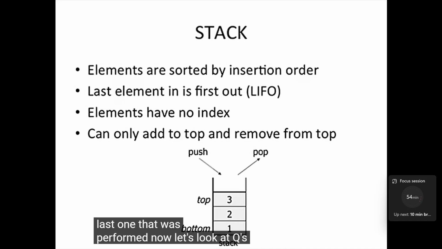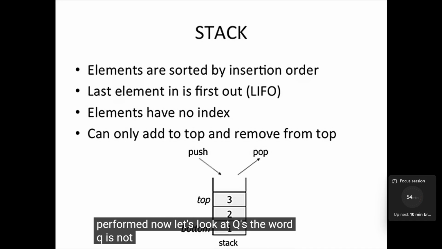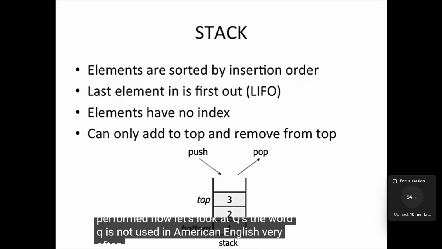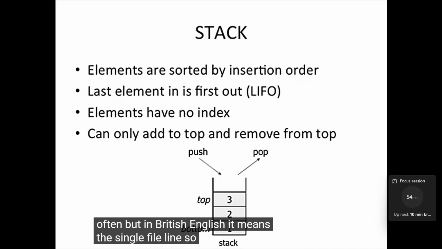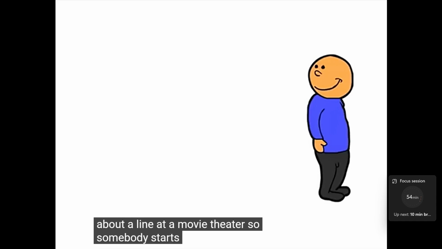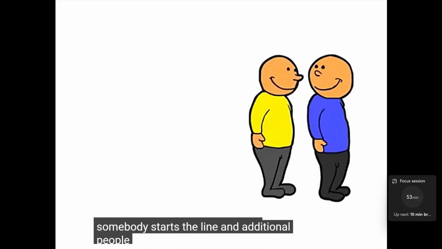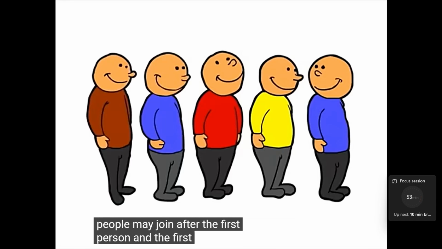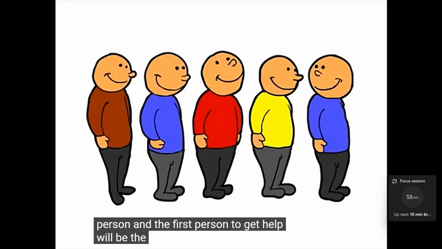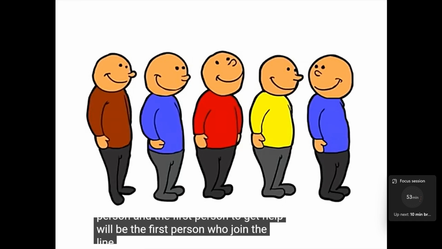Now let's look at queues. The word queue is not used in American English very often, but in British English it means a single file line. So let's think about a line at a movie theater. Somebody starts the line and additional people may join after the first person. And the first person to get help will be the first person who joined the line.